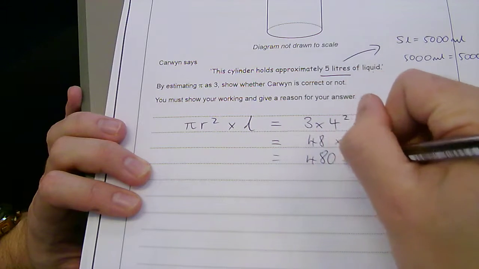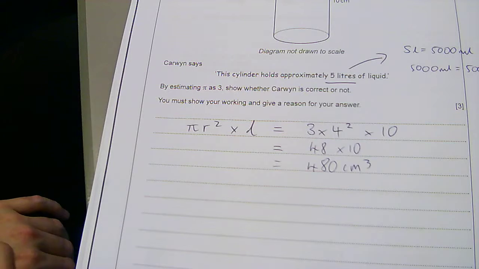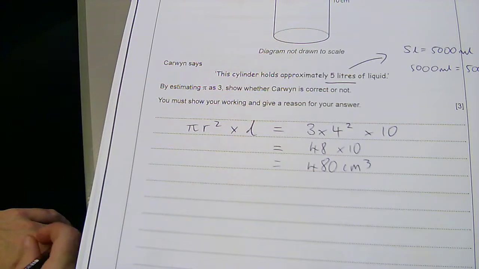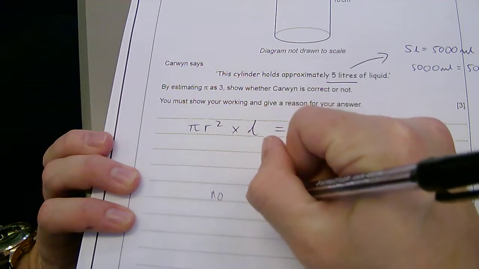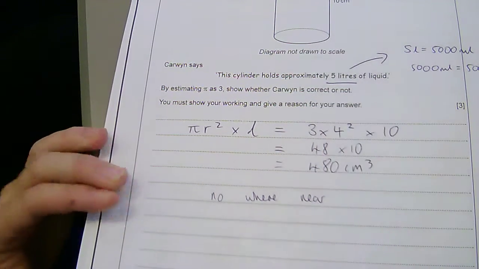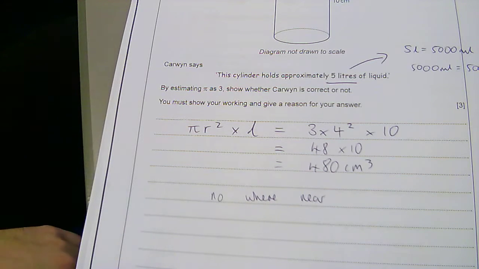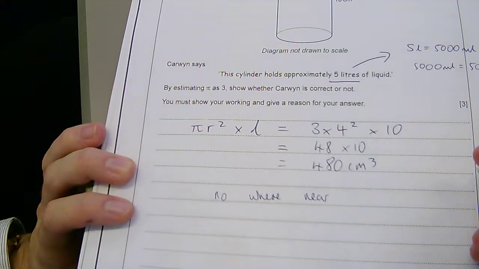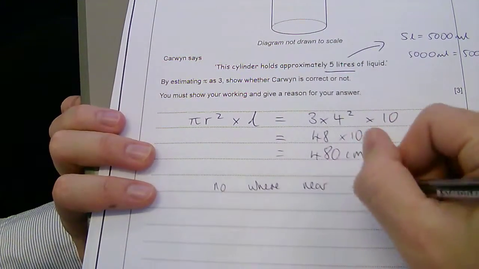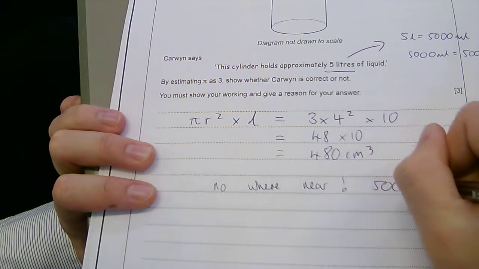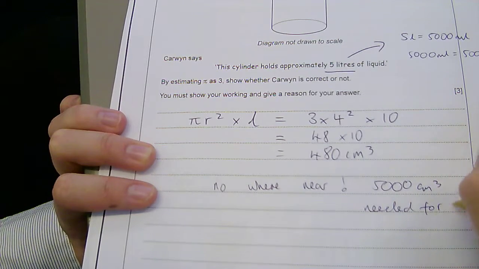480 centimetres cubed. Carwin is way off. Even if it's 10 times bigger again, he'd still be off, about 200 less. It still wouldn't hold exactly that amount. So, nowhere near. 5,000 centimetres cubed needed for 5 litres.